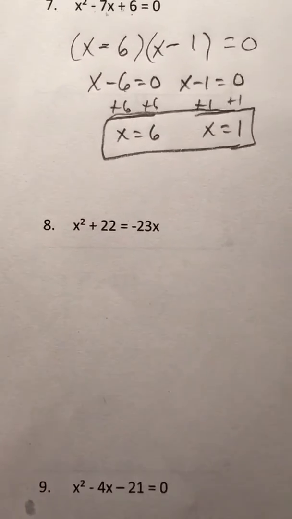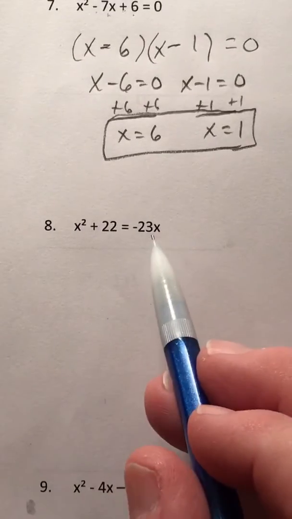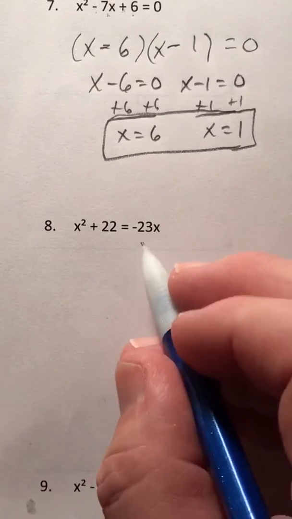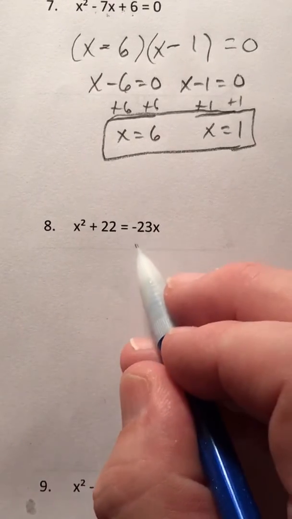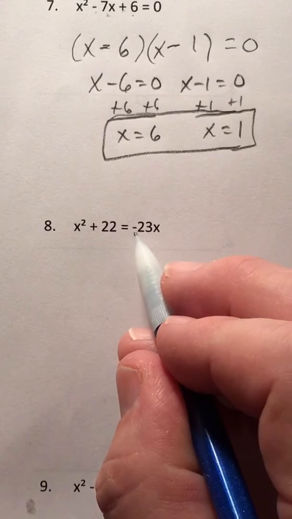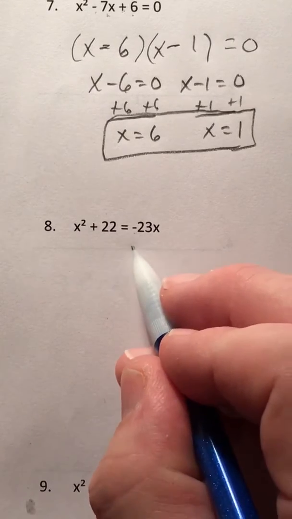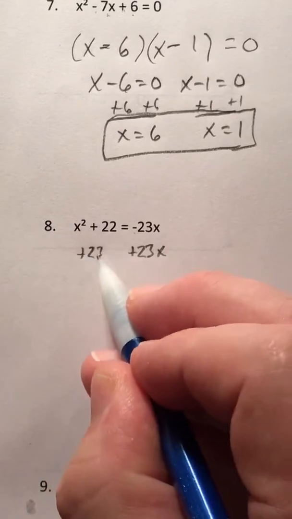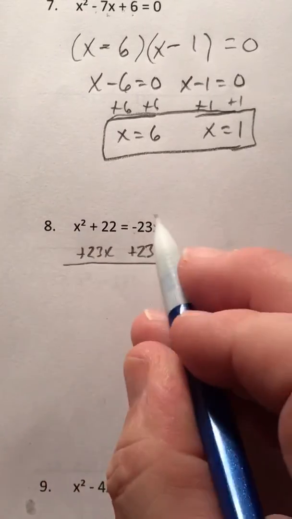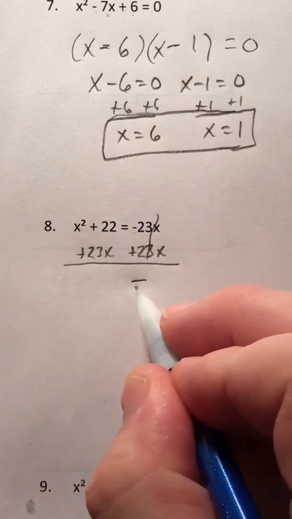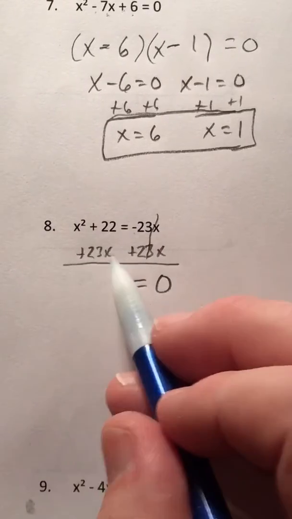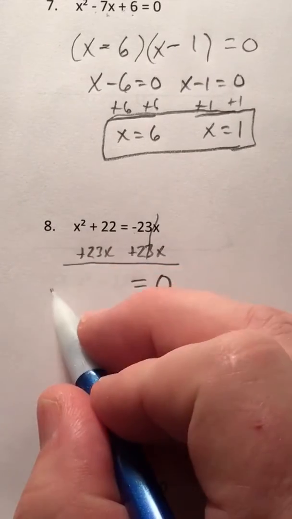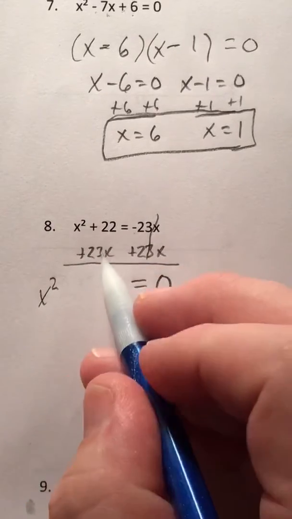All right, number 8. Now number 8 isn't equal to 0, so we have to get it equal to 0 first. So we're going to move this 23x to the other side. To remove it from this side, we have to do the opposite. Right now it's a negative, so we add 23x to both sides. This side it cancels out and gives us our equals 0. Now on the other side, make sure you're putting them in the right order. We need the x squared term first, then we need the x term.